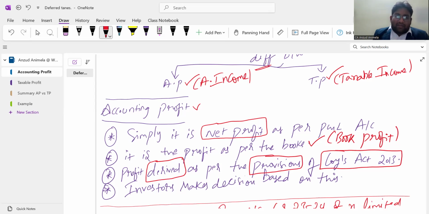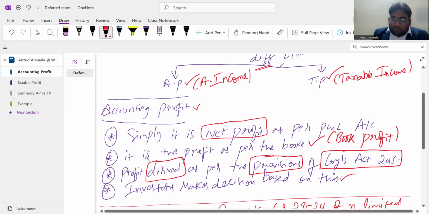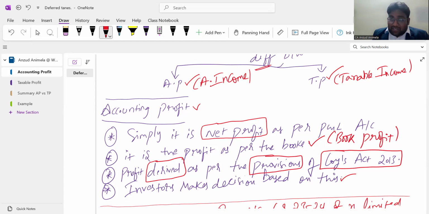Based on this accounting profit, investors will take their decisions. Tata Motors' financial statements are publicly available. Based on those financial statements, investors like me and you can take decisions.